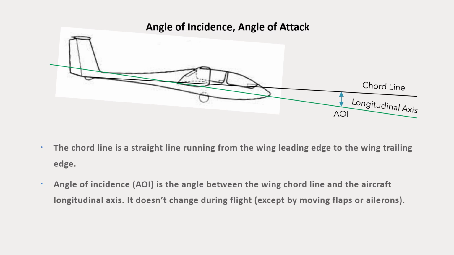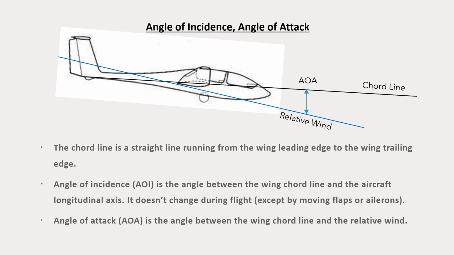We don't manipulate it as a pilot, except that some gliders have flaps on the trailing edge, which allow you to manipulate the chord line a little bit. And manipulating the ailerons changes the chord line at the wingtip area a little bit.